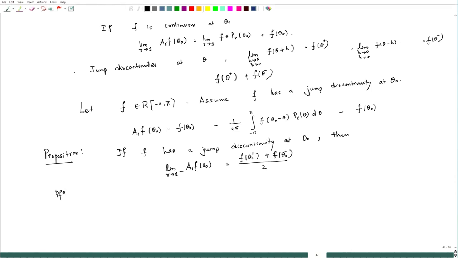Okay. The proof we have already discussed, but for the sake of completeness, it is a good idea to write it again. So, observe P_r of theta is equal to P_r of minus theta, and we have 1 over 2 pi times the integral from minus pi to pi of P_r of theta d theta, which is equal to 1. Therefore, what we get is that 1 by 2 pi times the integral from minus pi to 0 of P_r of theta d theta is equal to 1 by 2, which is equal to 1 by 2 pi times the integral from 0 to pi of P_r of theta d theta, because 1 by 2 pi times 2 is twice the integral from 0 to pi of P_r of theta d theta, or twice the integral from minus pi to 0 of P_r of theta d theta.